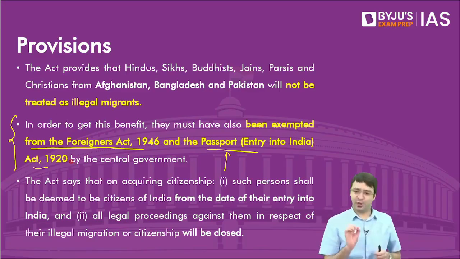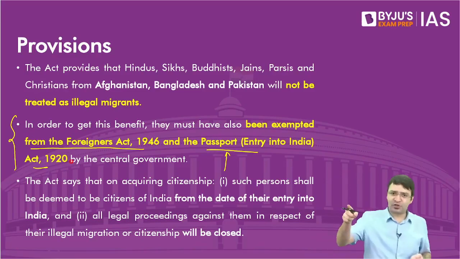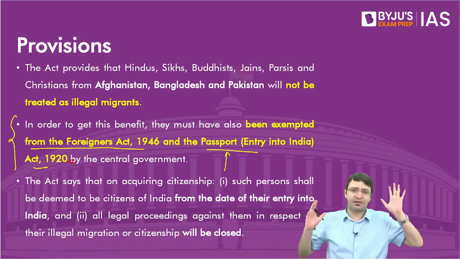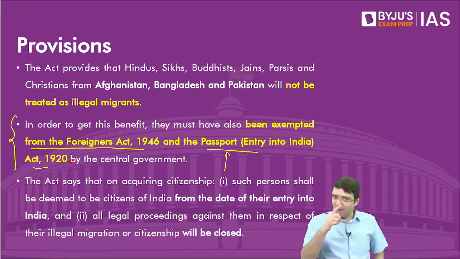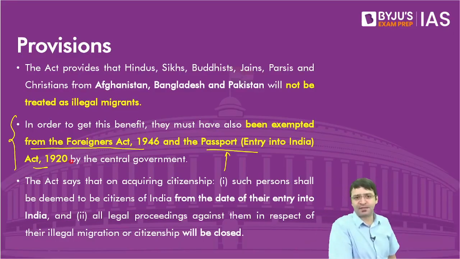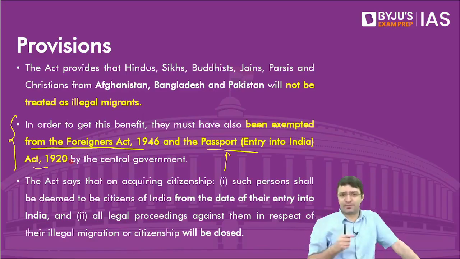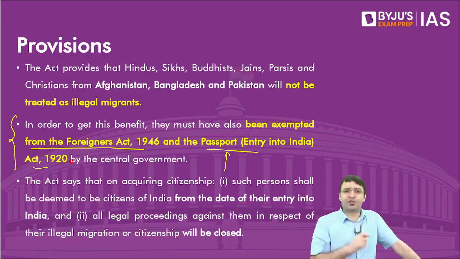The government issued a notification that if you are from Pakistan, Afghanistan, Bangladesh, if you belong to 6 religious minorities, you are exempted from having a passport, you are exempted from having a visa. Don't worry about visa, don't worry about passport, come to us. And if you have come to us on or before 31st December 2014, you are eligible for citizenship because we will not deem you as an illegal migrant. Illegal migrants even today are not eligible for citizenship, but these are not deemed as illegal migrants. Although you are, we will not treat you as an illegal migrant. That means you are eligible for citizenship.